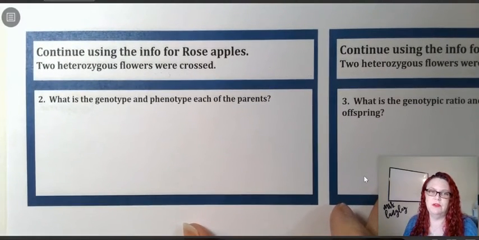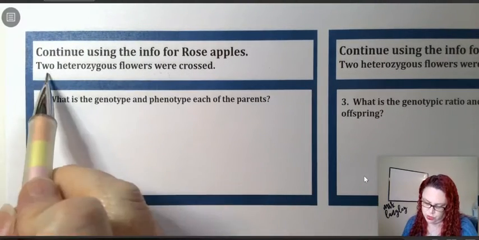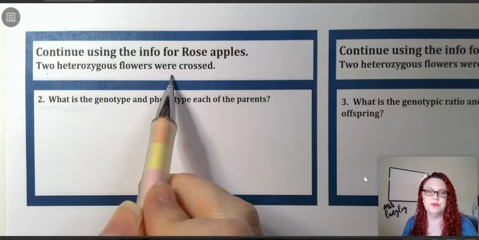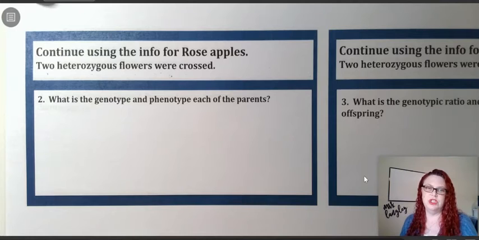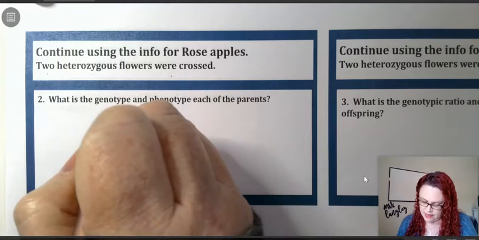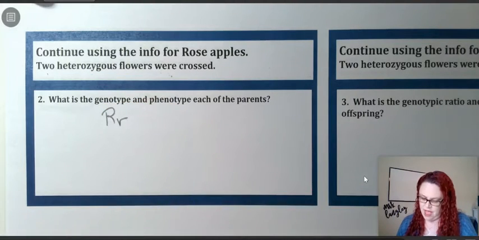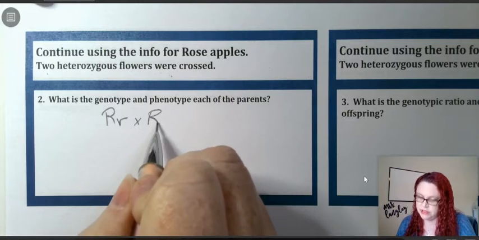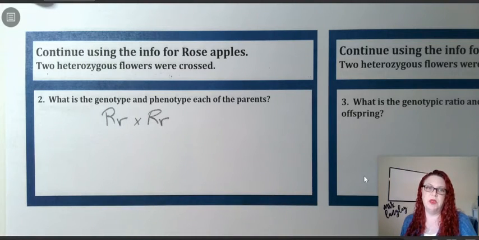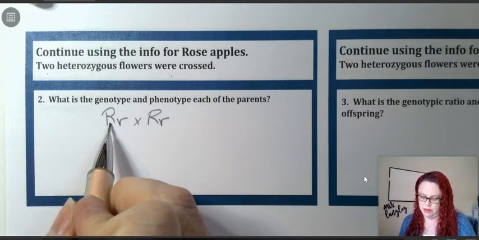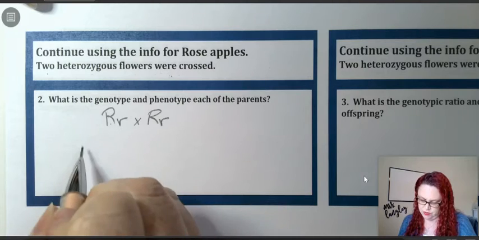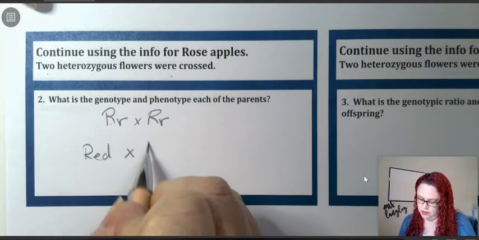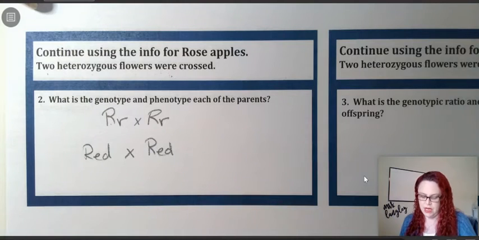What is the genotype and phenotype for the parents if I cross 2 heterozygous flowers? Okay, so genotype, remember, geno means the genes or the letters, and hetero means different. So that means that they have different letters. Okay, so these are 2 flowers, both heterozygous. Now, what is the phenotype for these? Well, remember that this one is dominant and takes control. That one hides. So this is red crossed with red. Now I can use any letter. They just happen to choose R.